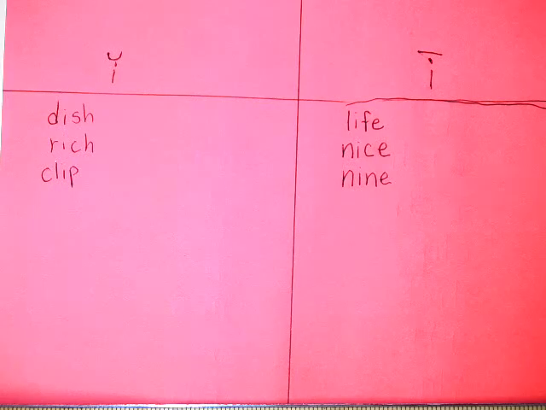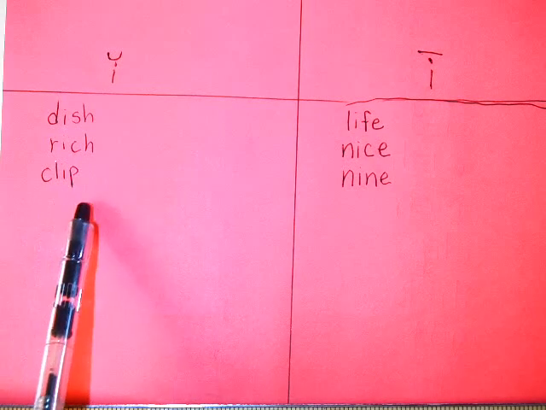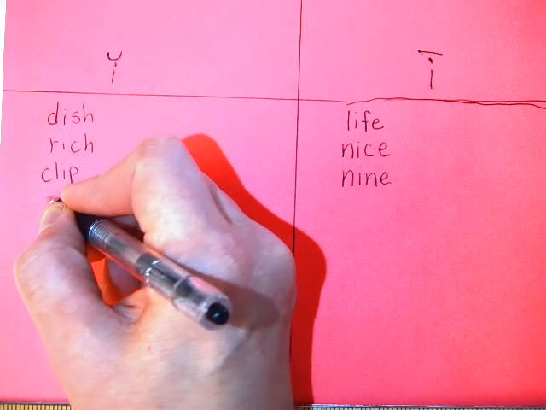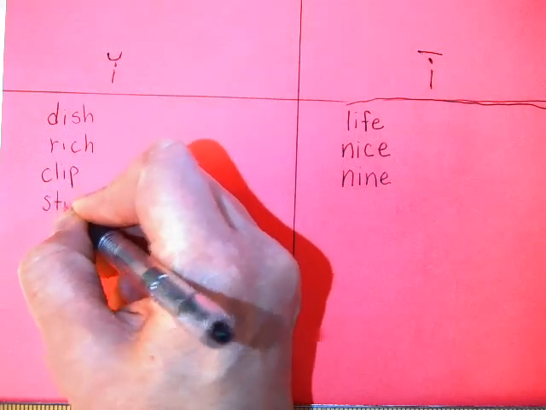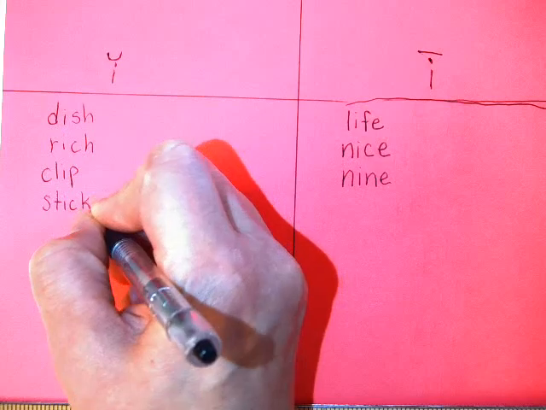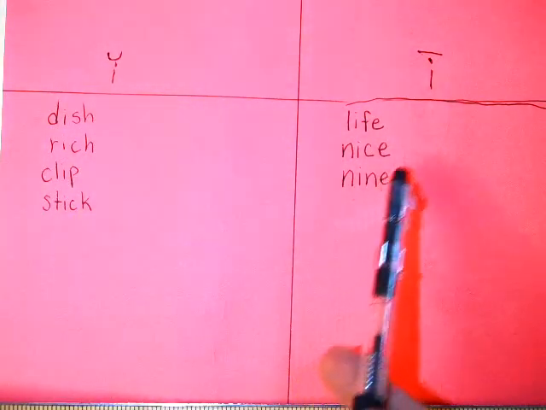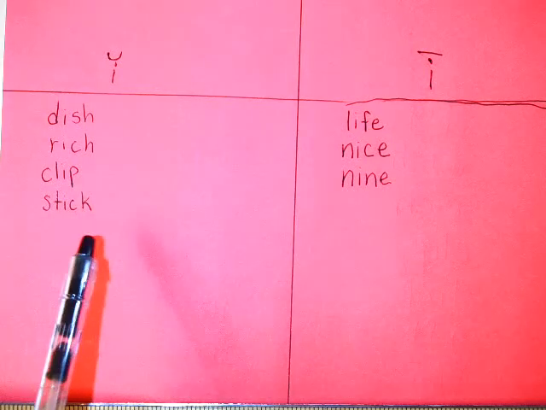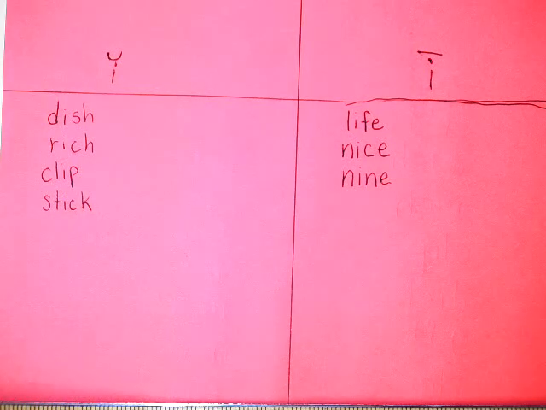Stick. If you hear I in stick, you should write it over here. I, stick. I wrote that one for you. We didn't hear an I in stick. That would make it stike. I, stick.